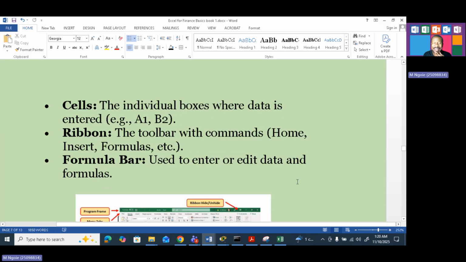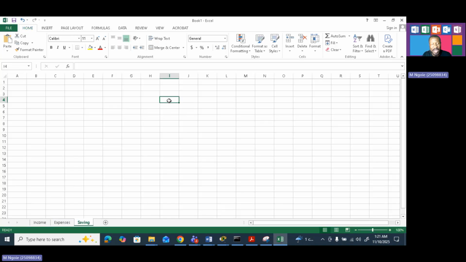And there is what we call a cell. What is a cell? This is the individual box where data is inserted. We call a cell one box where we are going to insert data. Like here, this is a cell. Why? Because I can insert stuff inside. Those are the cells. We call it a cell.